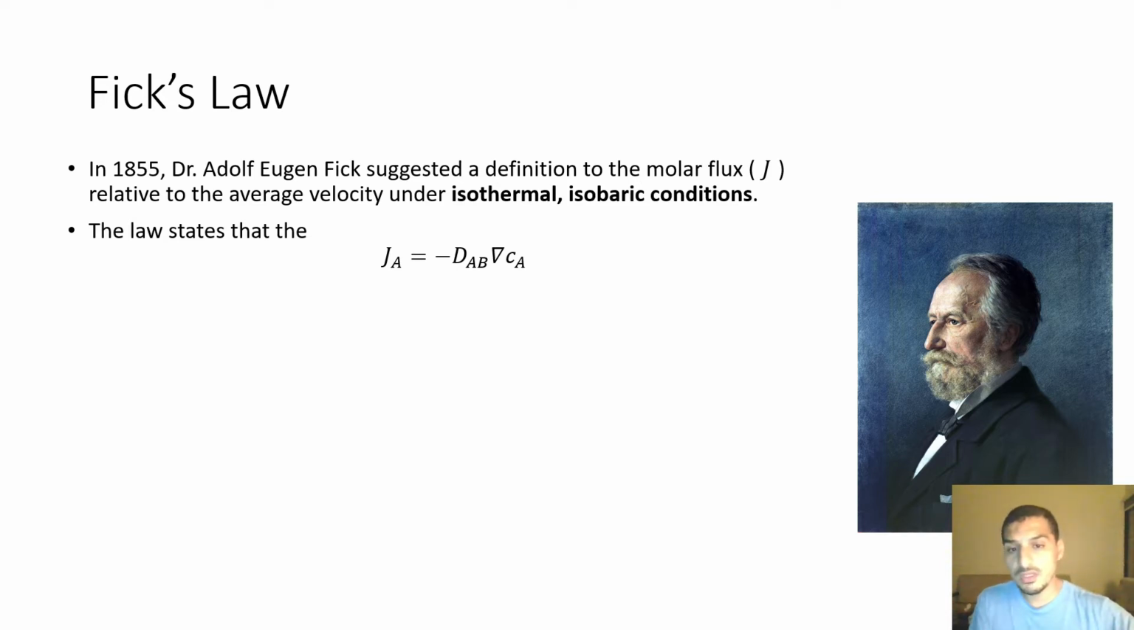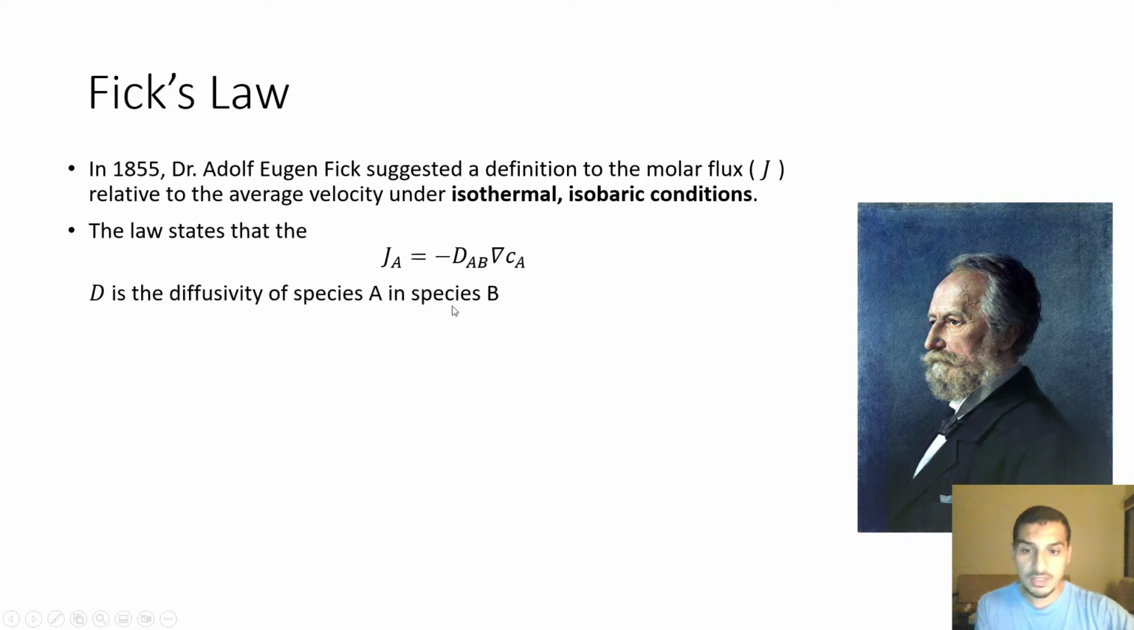The term D is the diffusivity of A and B, and it tells how fast or slow the diffusion process is. If it is a fast diffusion process, then the diffusion coefficient will have a high value, and vice versa. This symbol might be new to some of the audience: this inverted triangle is not delta, it's called nabla or del. Del C, or nabla C, is the gradient of C with respect to the three space coordinates.